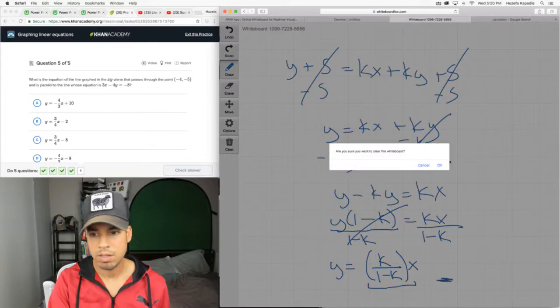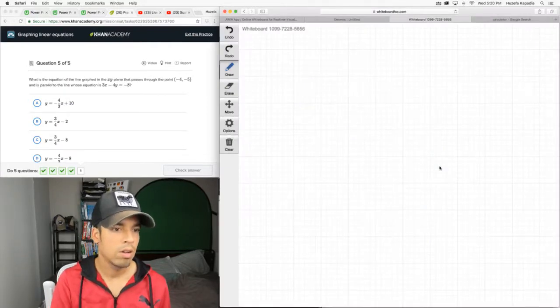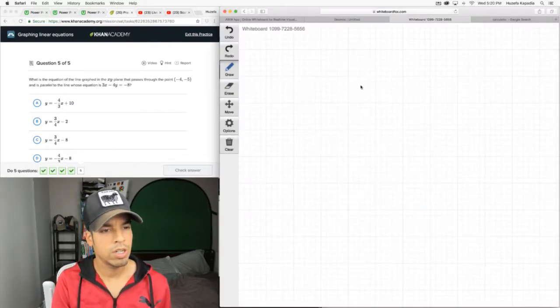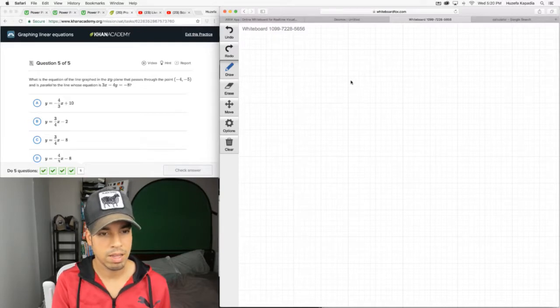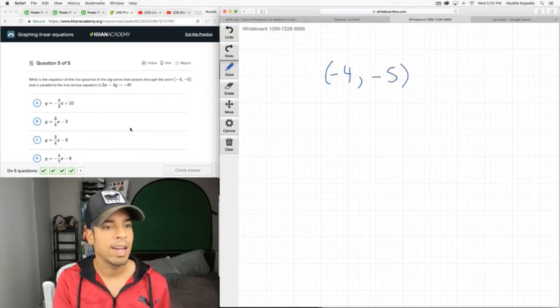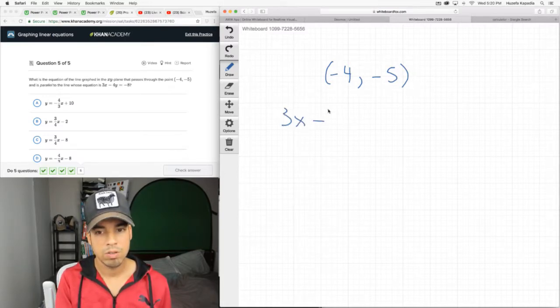Okay, finally, we do this guy. What is the equation of the line graphed in the xy plane that passes through the point -4, 5, and is parallel to this guy? Okay. Once again, we follow the same rule. We're going to get it into slope-intercept form. So once we do that, everything gets much easier.